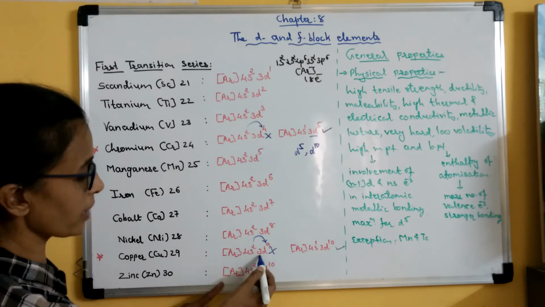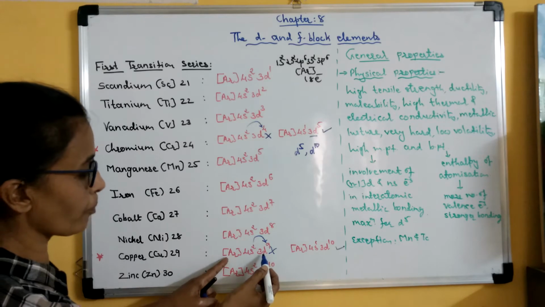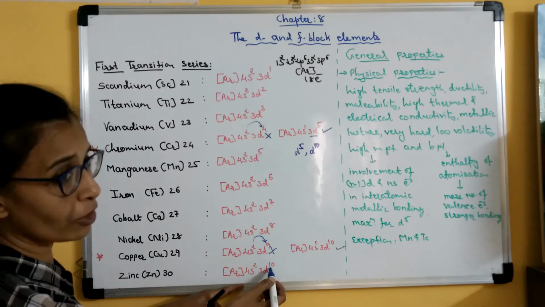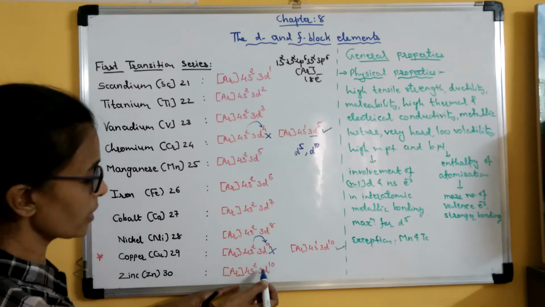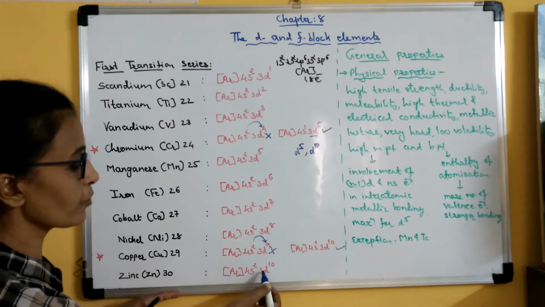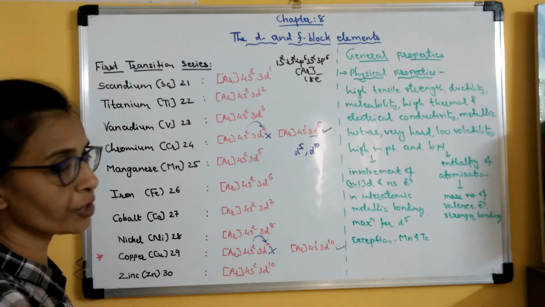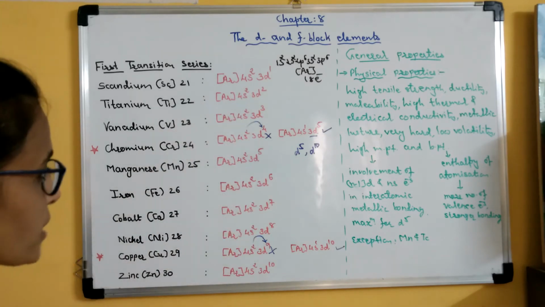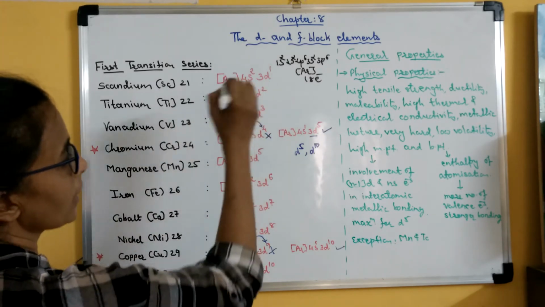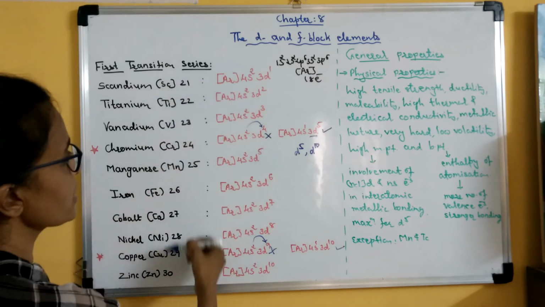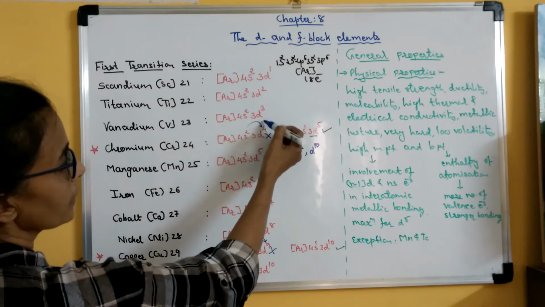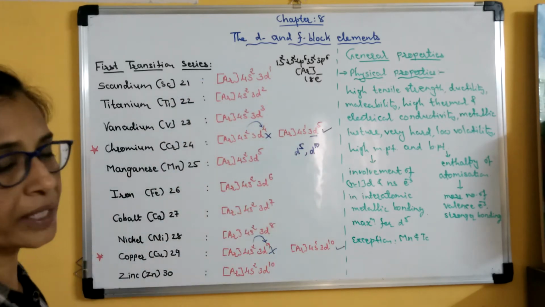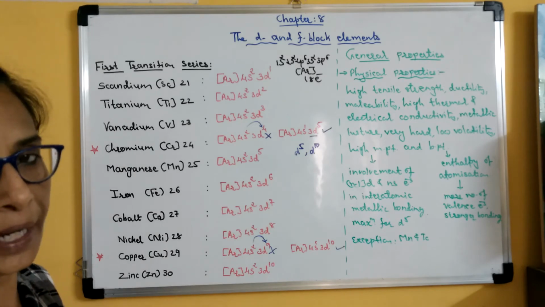So this is the expected configuration of copper. After that the next electron should go to d orbital, and so in zinc the configuration is argon 4s2 3d10. Clear? So here in this configuration you can see the last electron in all these elements enters d orbital, and that is why they are called d block elements.